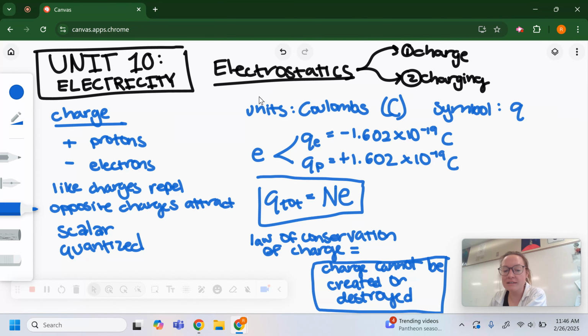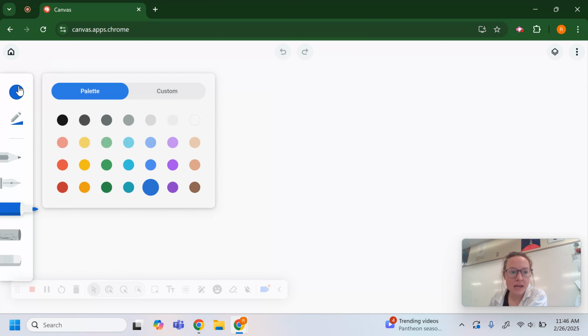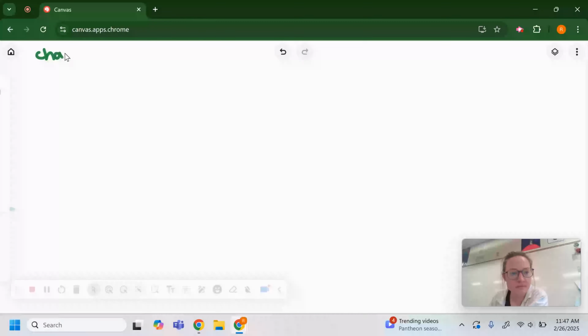And that law of conservation of charge is going to be the guiding principle for our whole next portion of our class today, which is all about charging. Let's go ahead and add a little new document for ourselves. Next, we are going to talk about, let's change up our color here, charging. We'll do it in green.